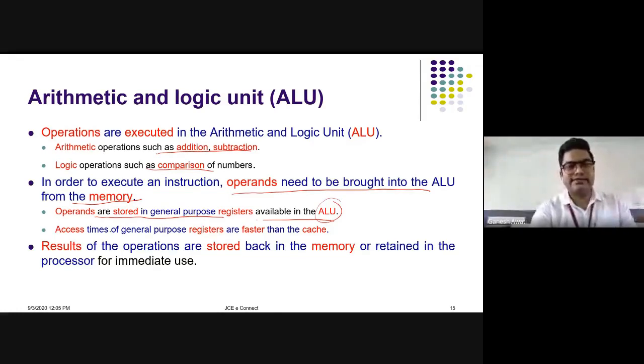The access time of general purpose registers is faster than the cache. We said previously the cache is the fastest one, but even the registers are faster. So the data in the register will be very fast to access for your ALU, or the processor. The result of the operations is stored back to the memory or retained in the processor for immediate use. Once it is processed, you can store that back to the memory location.